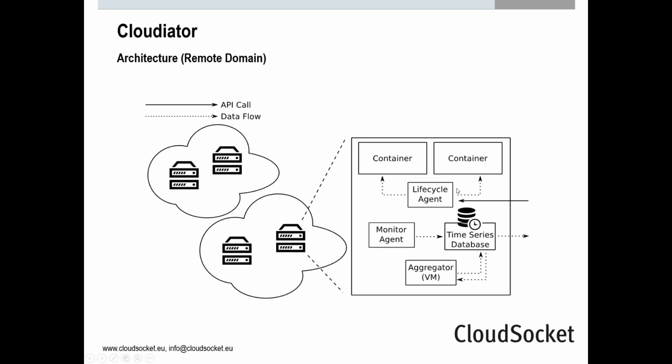The second part of Cloudiator is the remote domain. On each virtual machine there will be the lifecycle agent Lance, which spawns the containers for the respective software components. Then there is a monitoring agent pushing data to a lightweight local time series database, where data is pre-aggregated and afterwards sent to the home domain of Cloudiator. The remote domain basically represents the virtual machines with the containers on them, where the actual software components run.